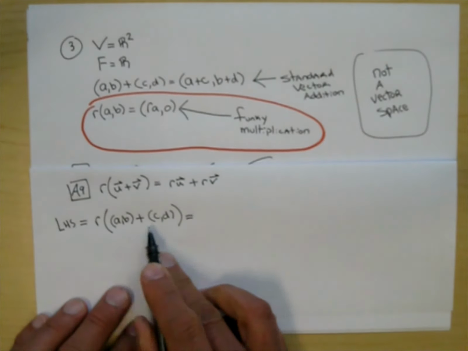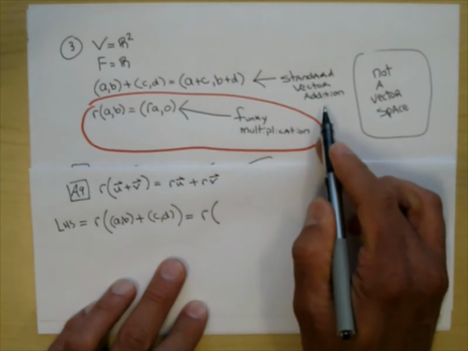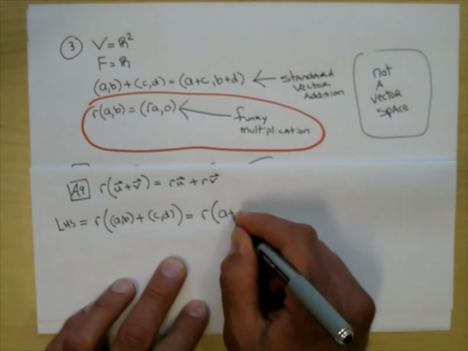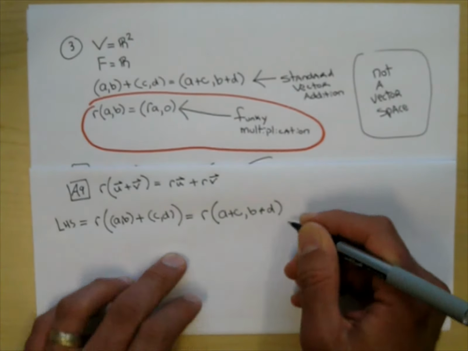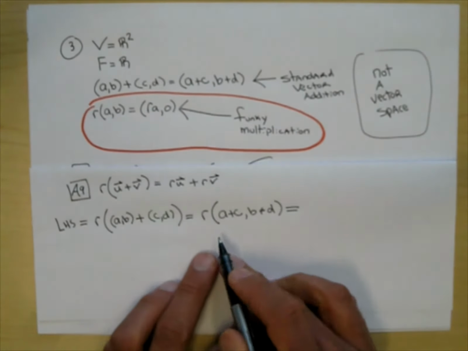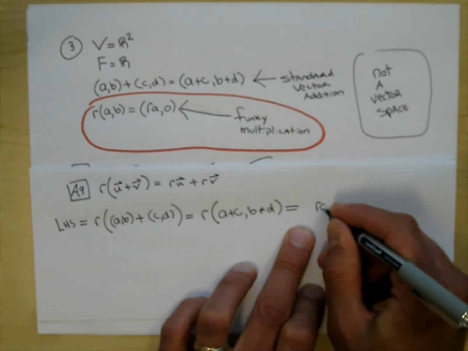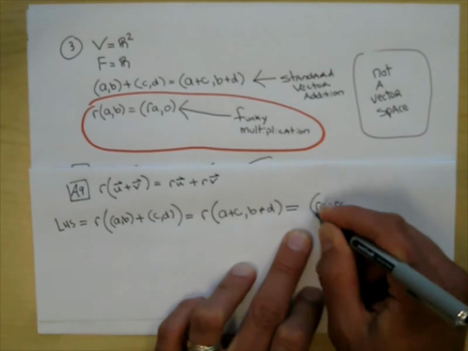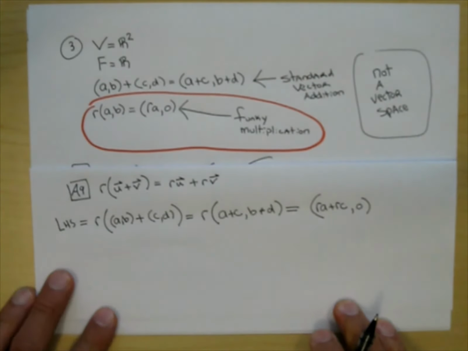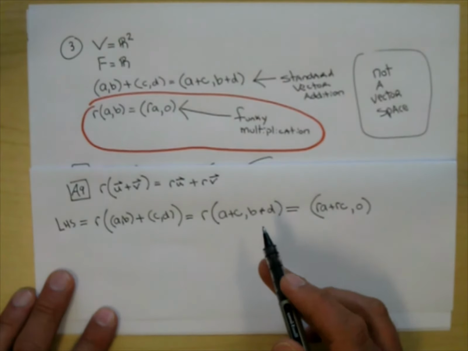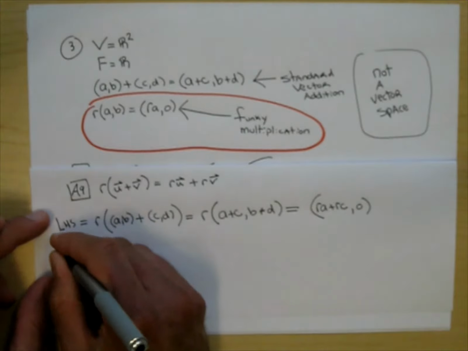Okay, so the left-hand side, let's see what it simplifies to. We have R times, vector addition is standard, so this is going to be A plus C and then B plus D. And then funky multiplication says I'm going to go R times this. So it's really going to be RA plus RC. And then you have to put a 0 in the second slot. Okay, once again, this is non-standard multiplication. Let's see if the right-hand side gives me the same thing.